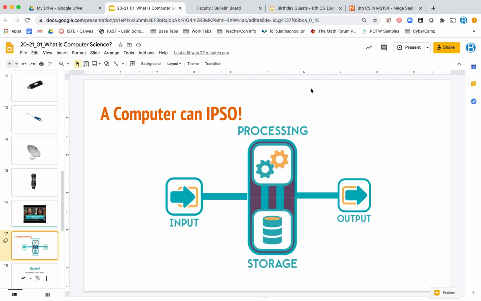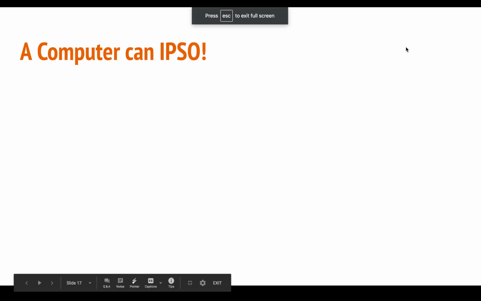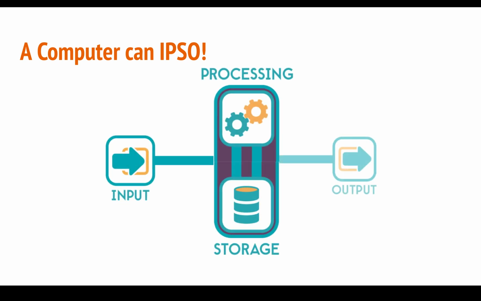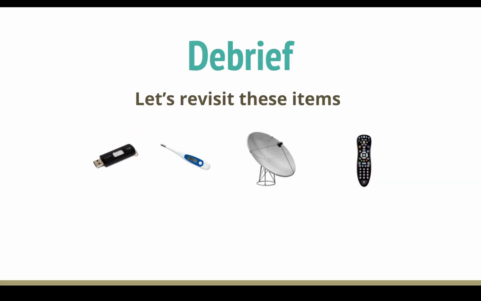Now that you're done watching that video, hopefully you've learned that a computer can IPSO. A computer can input, process, store, and output. If you were here in fifth grade, this might be refreshing some memories because we discussed this, but I just wanted to get us on the same page regarding that. So let's revisit these items.